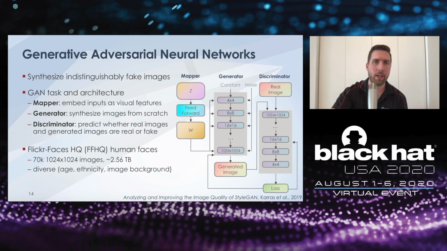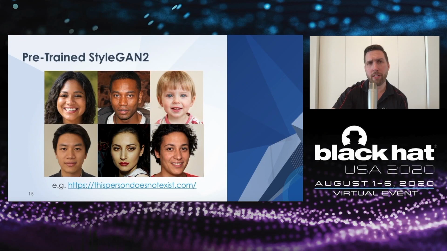In this way, the GAN can synthesize indistinguishably fake images based on a training dataset, which for the open source version of StyleGAN 2 used here was Flickr Faces High Quality, or FFHQ. A set of 70,000 human faces that are diverse in terms of age, ethnicity, and image background, but also in terms of the presence of accessories like glasses, earrings, and hats. So if you generate images from this off-the-shelf pre-trained model, you get results that look like this.